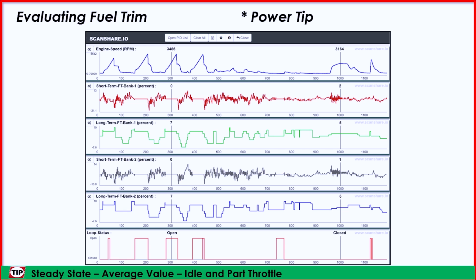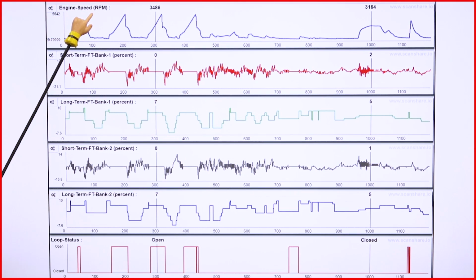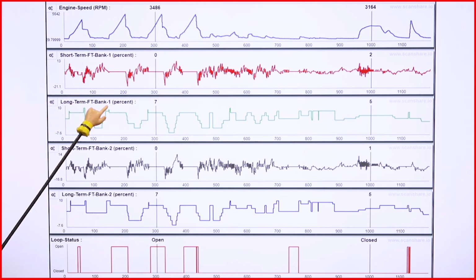But let's take a look at some graphing fuel trims here as well. That's one of the important things. I've already said it and I want to say it again. It's so important to be graphing our information. It's much easier to see different trends. So if we look on the top line here, we've got engine speed. Then we're looking at short-term fuel trim bank 1, long-term fuel trim bank 1, short-term fuel trim bank 2, and then long-term fuel trim bank 2. So we've got our bank 1 trims and our bank 2 trims here.